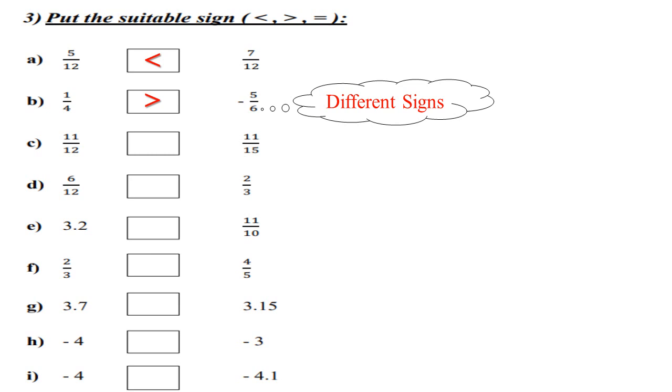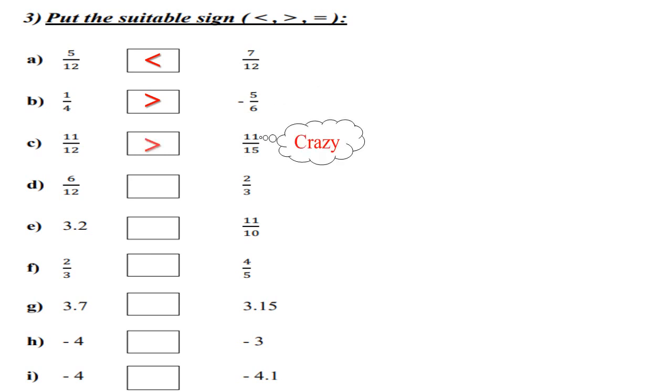C. 11 over 12 and 11 over 15. Here we have the same numerator, so this is a crazy fraction, so 11 over 12 is bigger than 11 over 15. D. 6 over 12 and 2 over 3. Here we have different fractions, so I will make a scissors. I will multiply 3 by 6 and the answer is 18, and 12 by 2 and the answer is 24. 24 is bigger than 18, so 2 over 3 is bigger than 6 over 12.